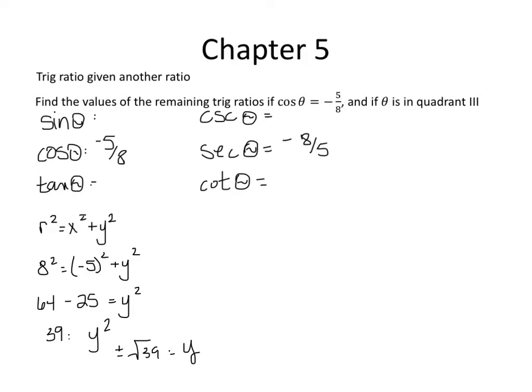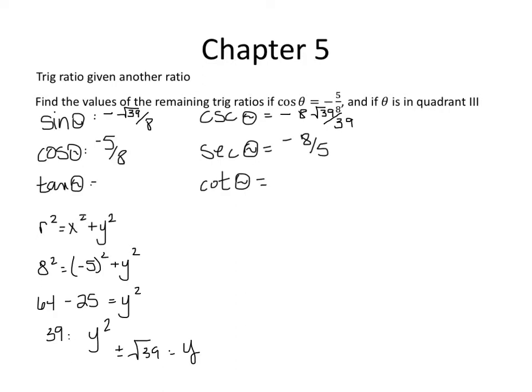So now I can go back in and fill in some of these others. Sine, because we are in quadrant 3, sine is negative. So that's negative square root of 39 over 8. That means that cosecant is negative 8 root 39 over 39. Remember, I took the reciprocal and then I rationalized.